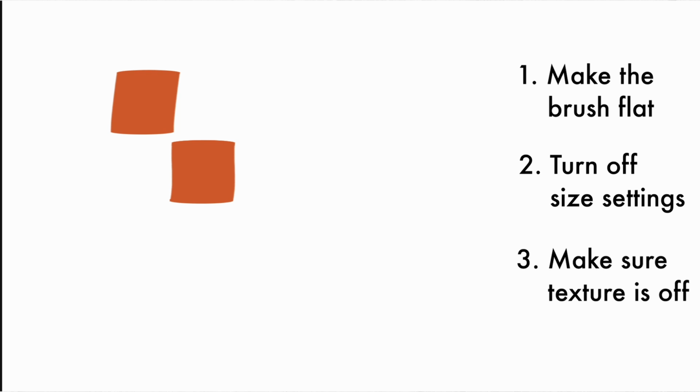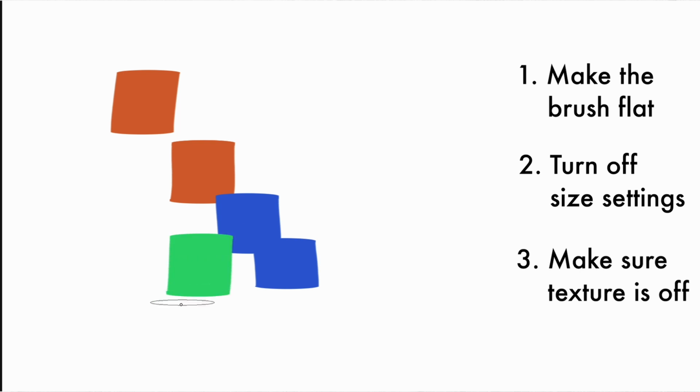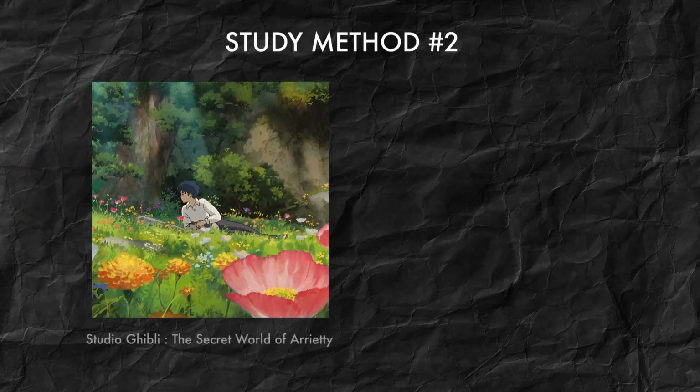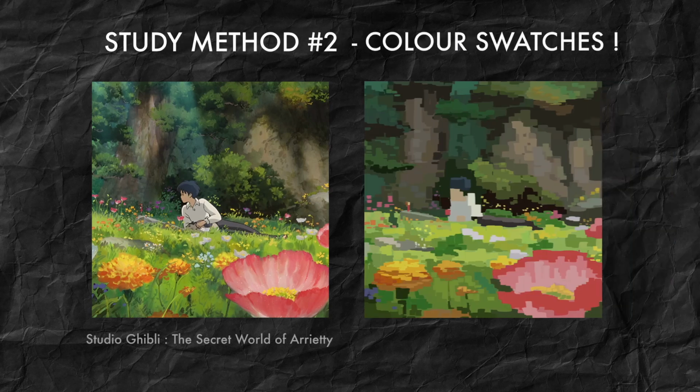This makes it impossible for us to focus on anything but color because it's literally the only thing we are allowed to change. With marks like this, all we can do is make blocks of color, which now allows us to get on with study method number 2, where we simplify this insanely complicated Studio Ghibli scene into color swatches.